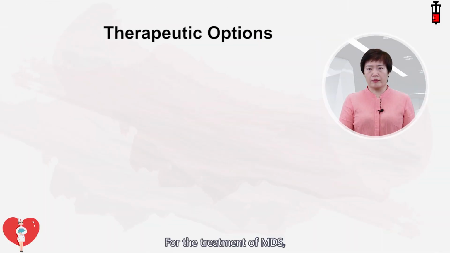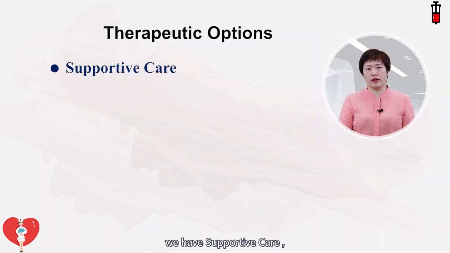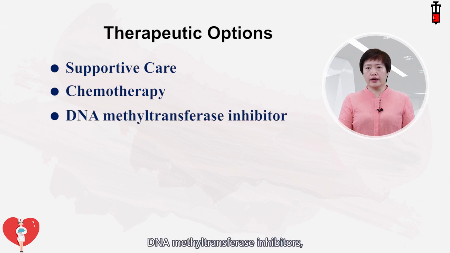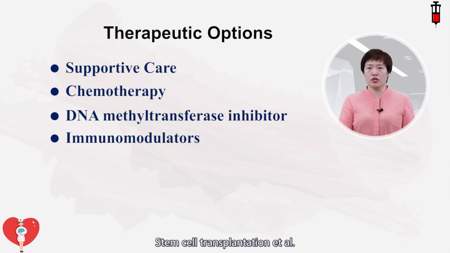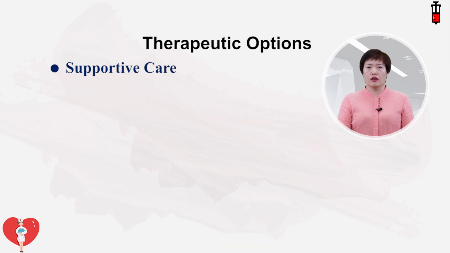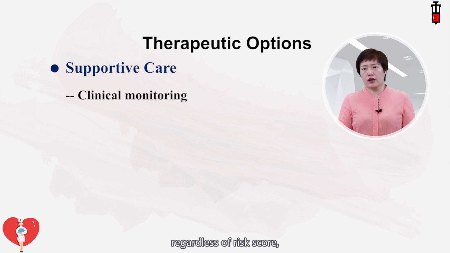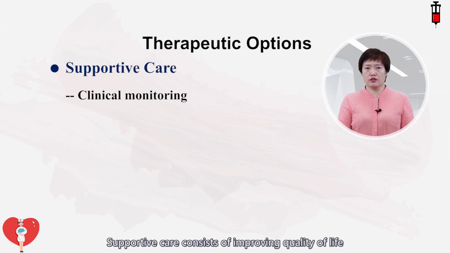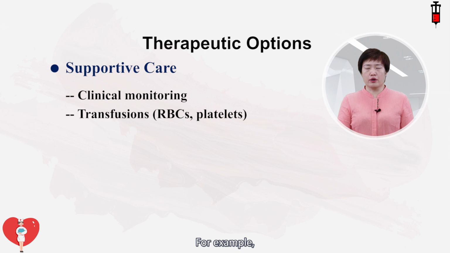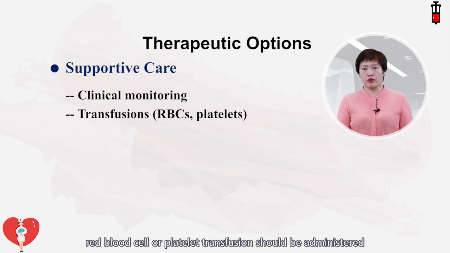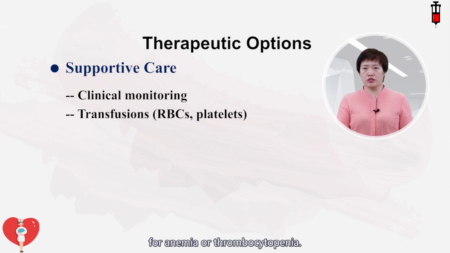For the treatment of MDS, we have supportive care, chemotherapy, DNA methyltransferase inhibitors, immunomodulators, stem cell transplantation, etc. All patients, regardless of risk score, deserve best supportive care. Supportive care consists of improving quality of life by treating cytopenias and their complications. For example, red blood cell or platelet transfusion should be administered for anemia or thrombocytopenia.